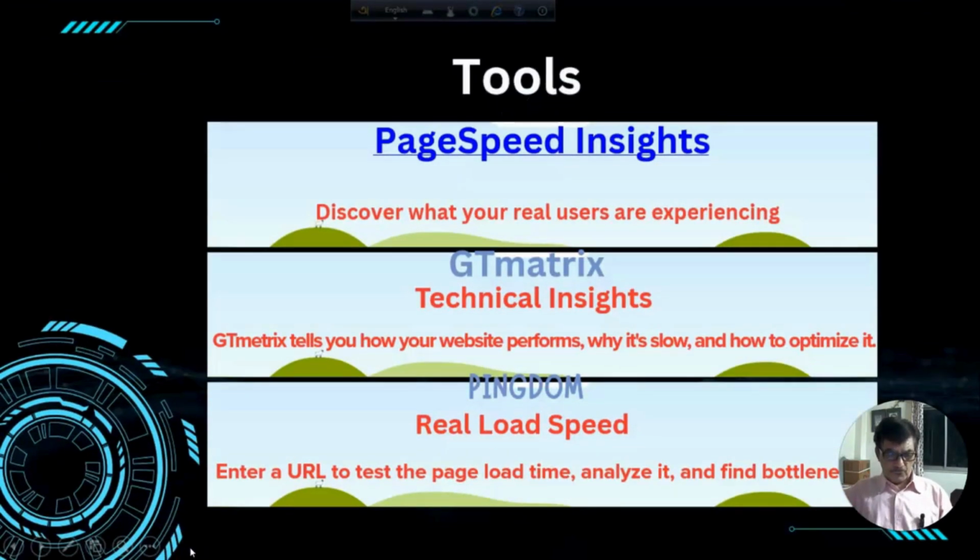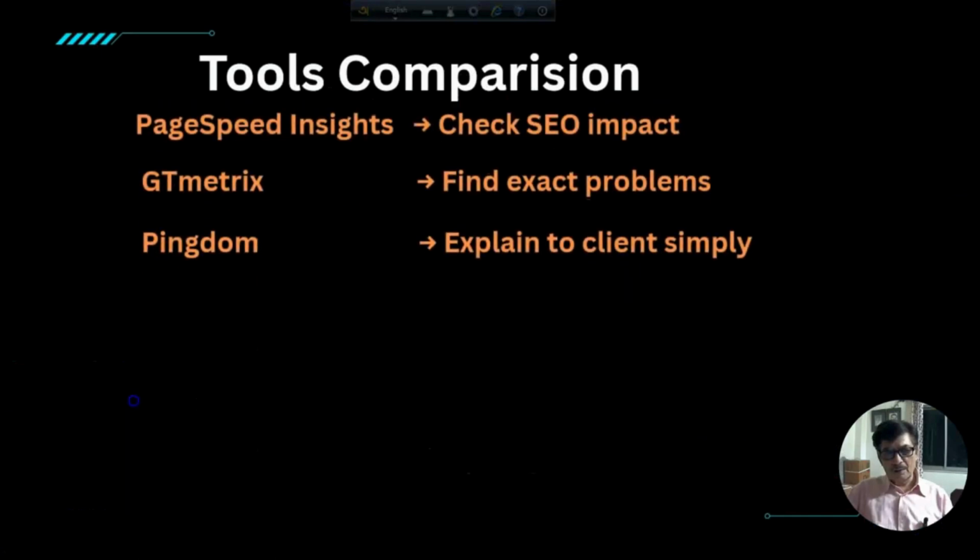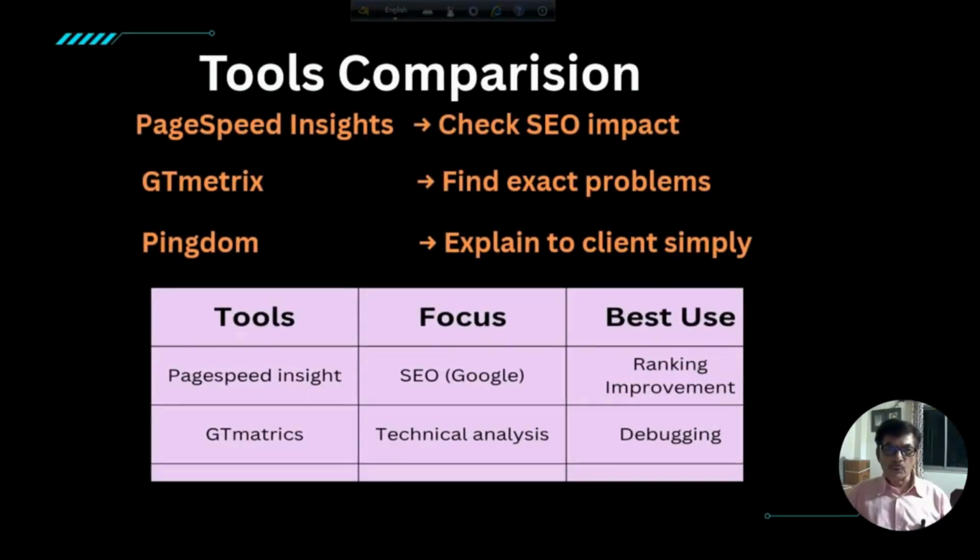Tools used. To analyze the website, we have used three industry standard tools: PageSpeed Insights, GTmetrix, and Pingdom. Here is a comparison of the tools. PageSpeed Insights checks SEO impact, GTmetrix finds exact problems, and Pingdom explains to the client simply.